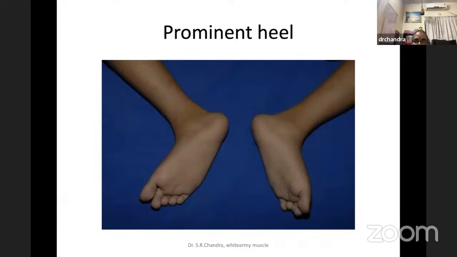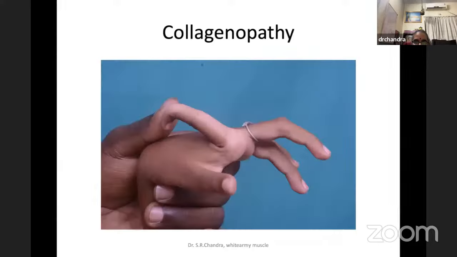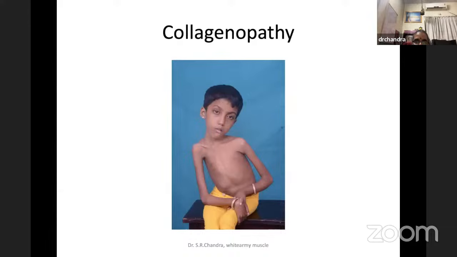prominent heel, soft soles. That's called Ullrich congenital muscular dystrophy. Ullrich is a collagenopathy. And the prominent heels are more obvious in this. And the soft sole, that is Ullrich congenital myopathy, which is actually a collagenopathy. And these collagenopathies have hyperextensible fingers. And this is how much the child can tilt the trunk because of the increased stretchability.